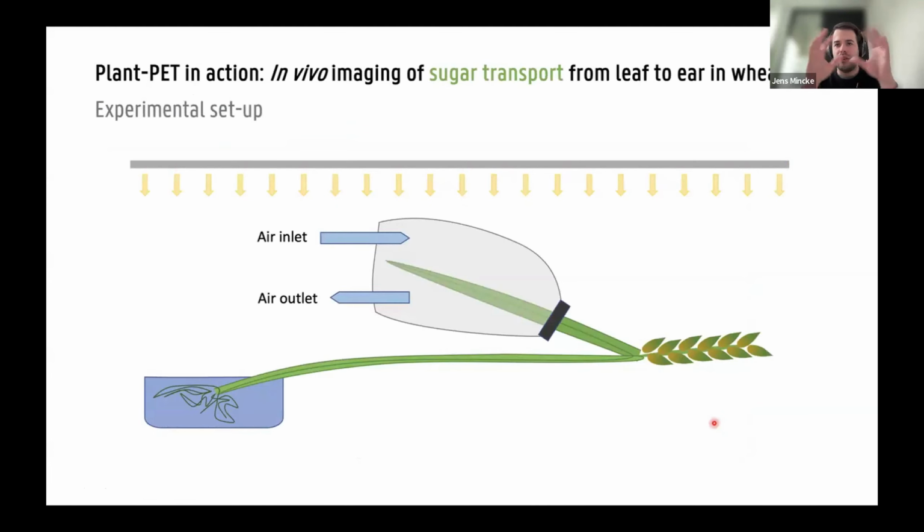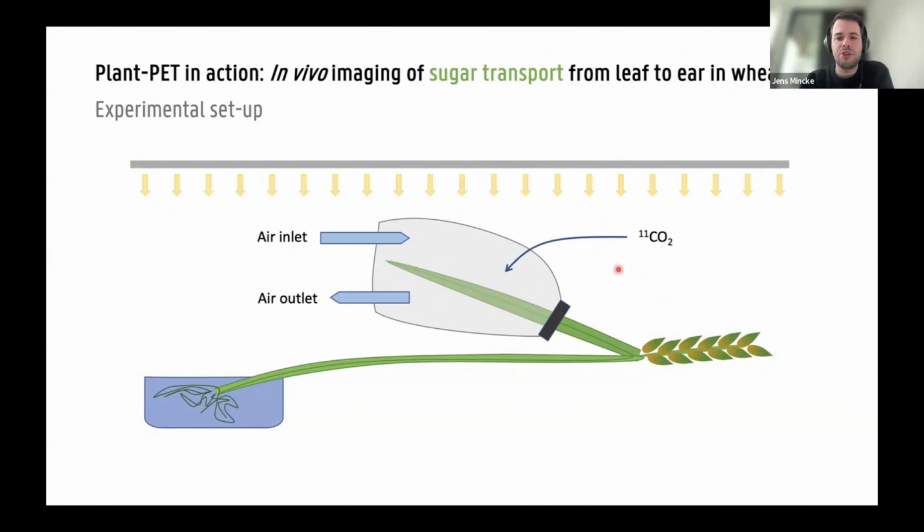Now we actually know what PET imaging is and what it can do. So now I'll give 2 examples so that it is more put into practice. What was done in this experiment is that 11C carbon dioxide was used to label a wheat plant to study sugar transport from the leaf to the ear, so the grains.